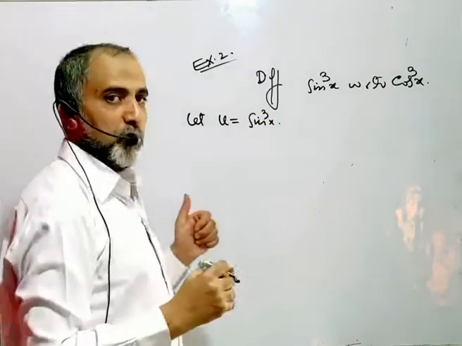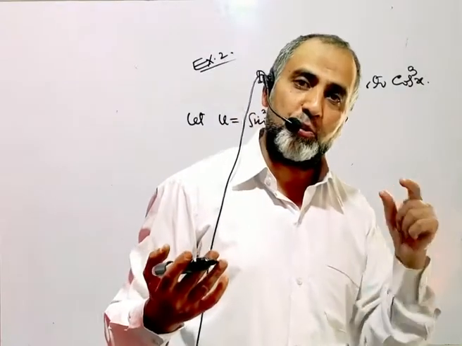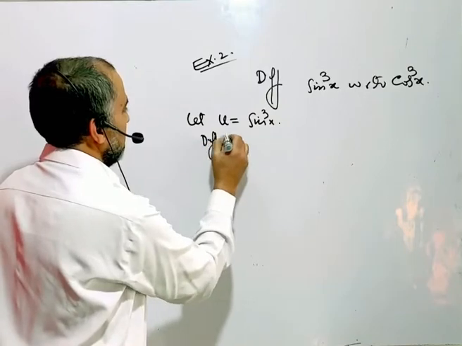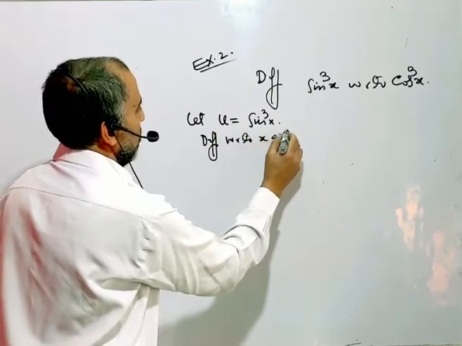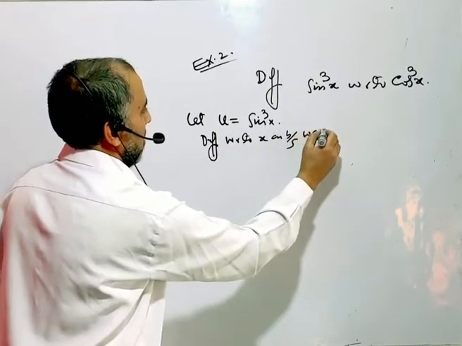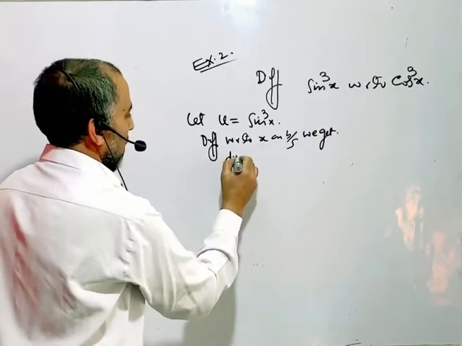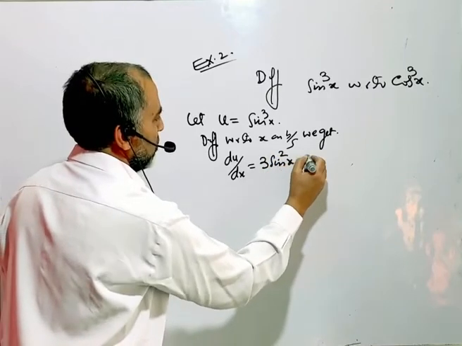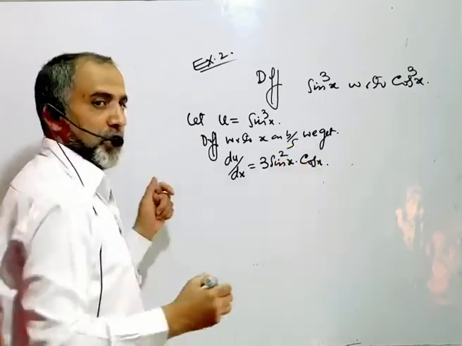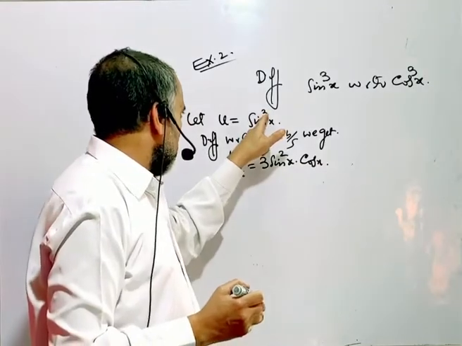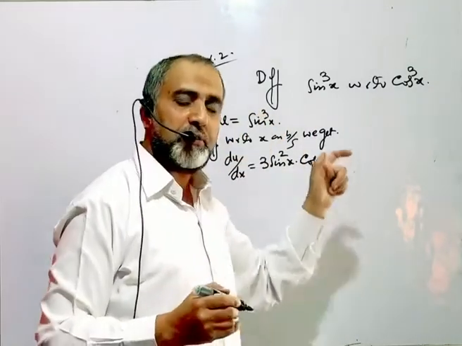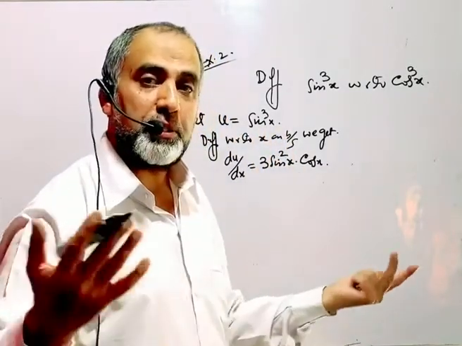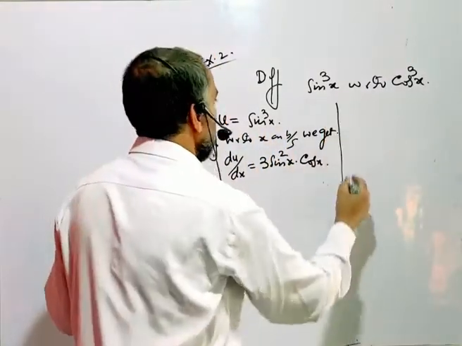Clear? Now you'll treat x as a parameter. Differentiate with respect to x on both sides. We get du by dx is equal to thrice sine square x into the derivative of sine, that is cos x. The 3 comes down, and 3 minus 1 becomes 2, into the derivative of sine x, that is cos of x.